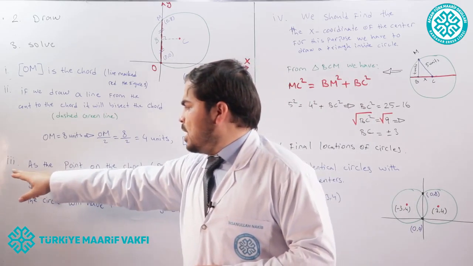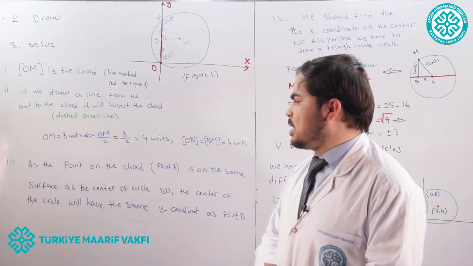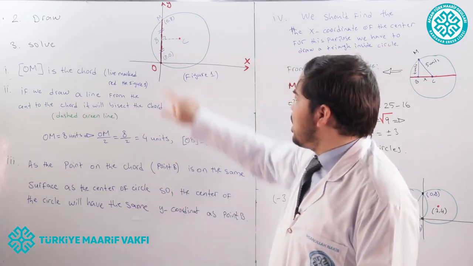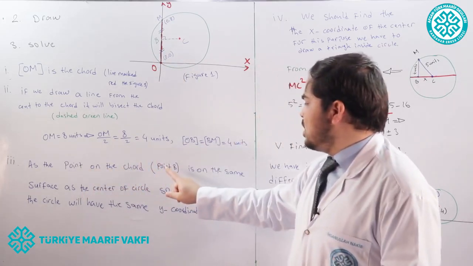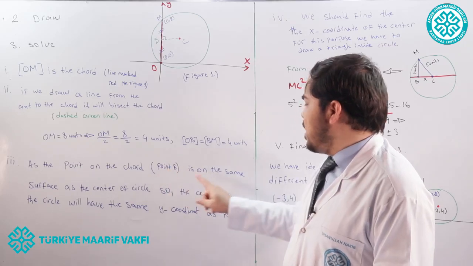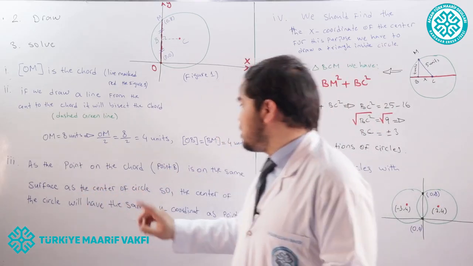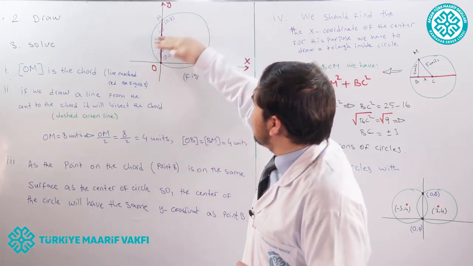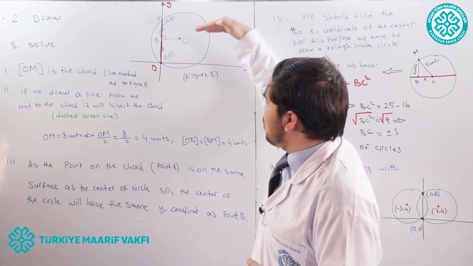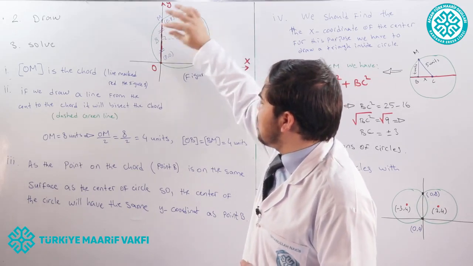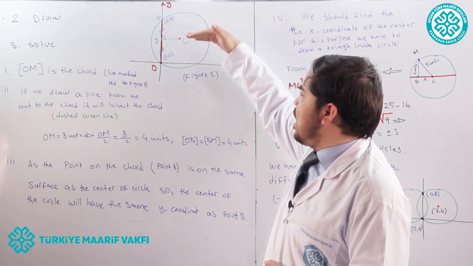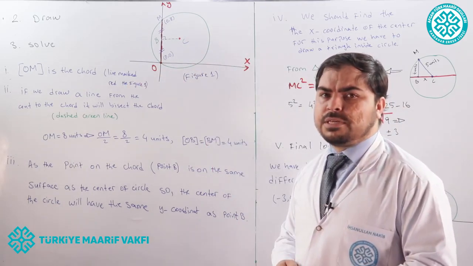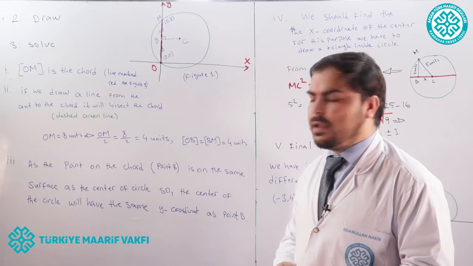Here we have the third step. We will take point B as the point on the chord. Point B being on the chord means it is on the same surface as the center of the circle. For example, points B and C are on the same surface. If you look at the horizontal surface, they are both on the same surface, which means they are coplanar. In geometry, coplanar means on the same plane.